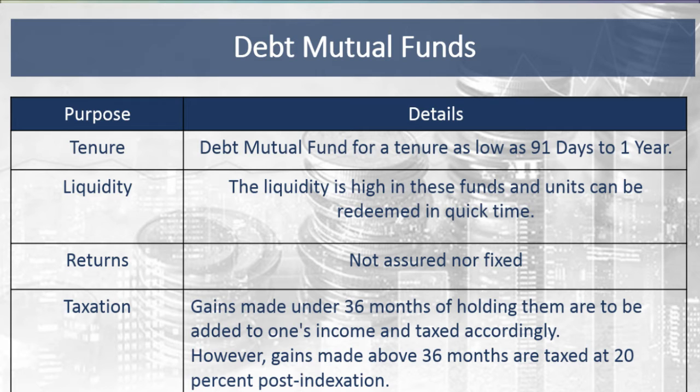Taxation: gains with a holding period under 36 months are added to your normal income slab, and if the holding time is more than 36 months, then it is taxed at 20% post indexation. So after considering inflation, the returns are taxed at 20%.